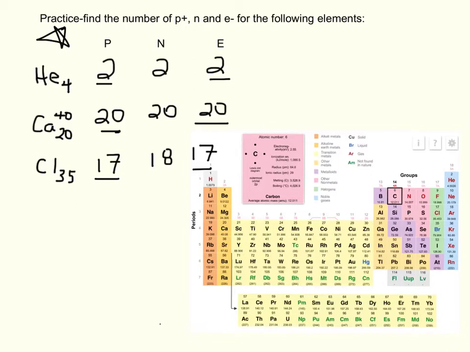And for chlorine, it is number 17. So we have 17 protons and 17 electrons. The math is a little bit different. You notice the numbers were the same for helium and calcium all the way across. But for here, 35 minus 17, the mass minus the number of protons, is going to give us 18.